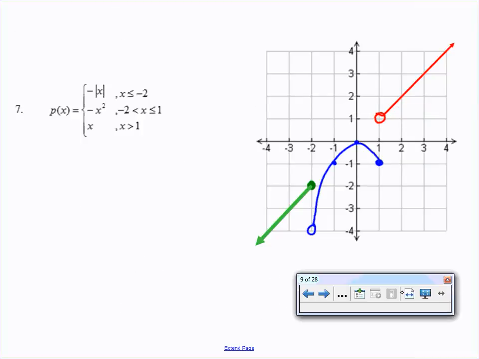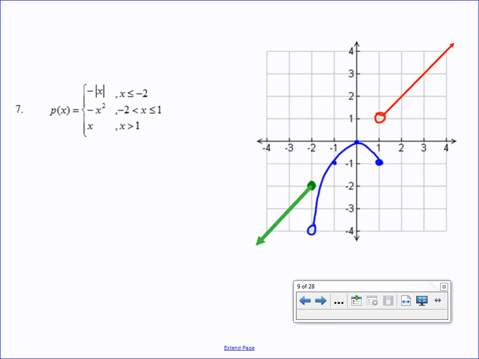In number 7, absolute value of x is a V. So the opposite of absolute value of x is an upside down V. That portion is shown in green as it only applies when we're looking to the left of or equal to negative 2. My middle section is an upside down parabola. My upside down parabola I've shown in blue, and that only applies in between negative 2 and 1. Pay attention to open versus closed. Lastly, positive x, the identity function, produces the function's graph only if I'm looking to the right of x equals 1.